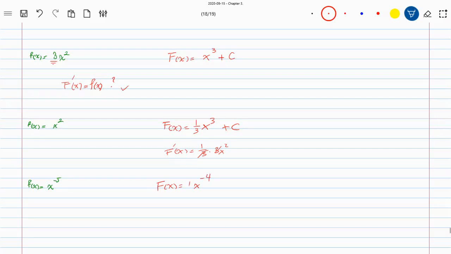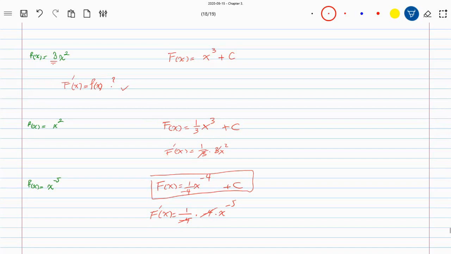And you should have a 1 over -4 since, if you calculate the derivative, it would be 1 over -4 multiplied by the derivative of the exponent, -4 times x to the power -4 minus 1, -5. These two will cancel out and you get exactly x to the -5. And with any constant c added, this is still a true antiderivative.